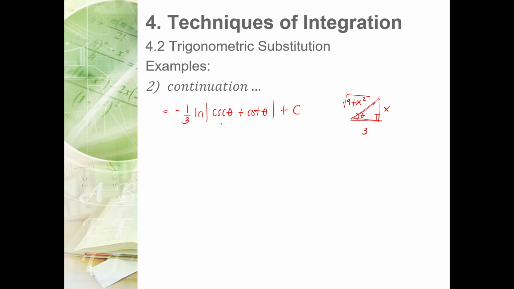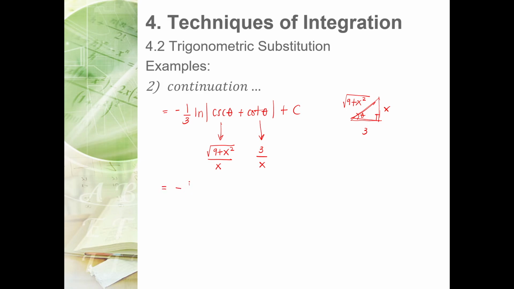So this one is the square root of 9 plus x squared all over x. Then the cotangent function is the adjacent side all over the opposite side. So that's x all over 3.